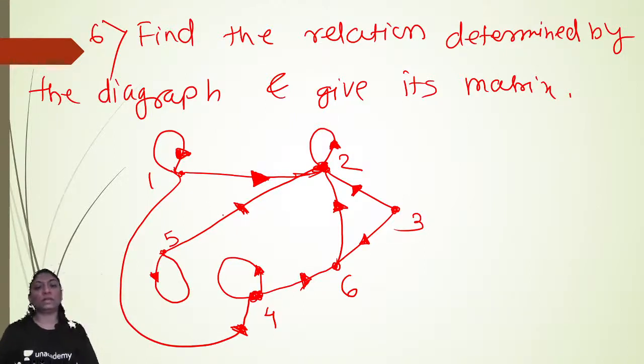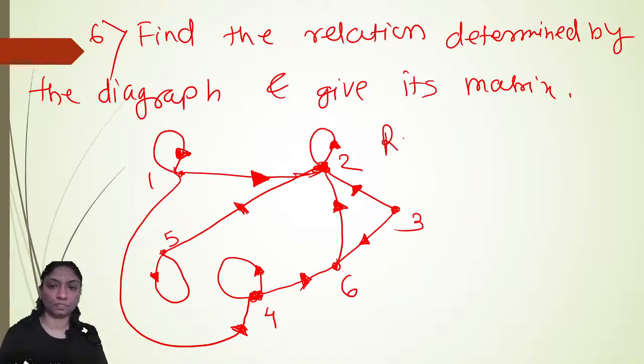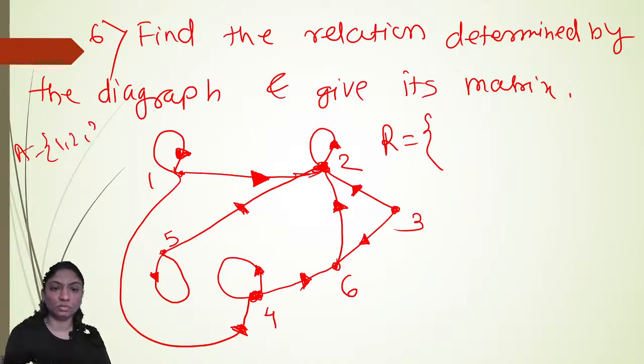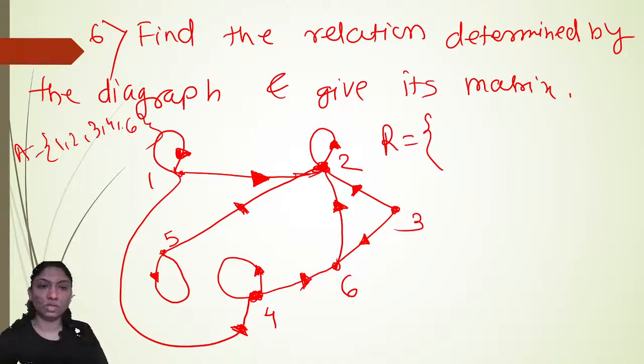Okay, a diagram is given. Find the relation determined by the diagram. Find out the relation, you can write it as R. Here 1 is related to 1. A is given, here A is equal to {1, 4, 6}, 3, 4, 5, 6. So here 1 is related to 1.